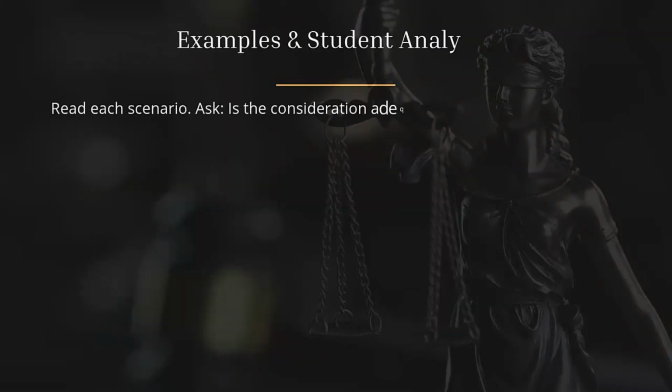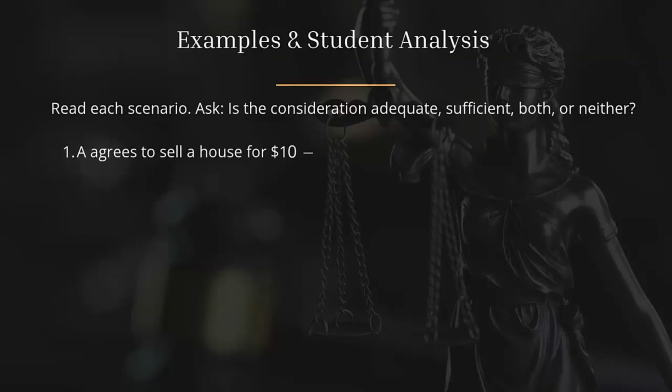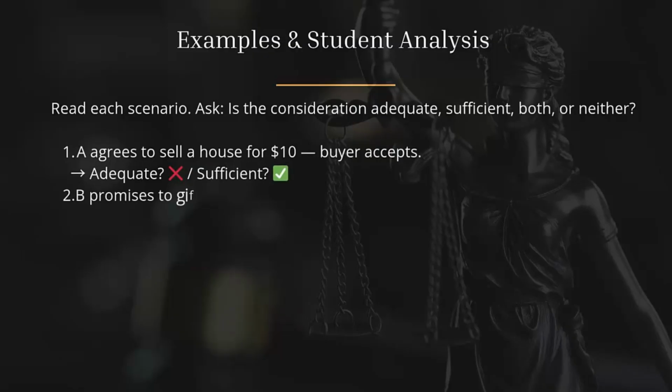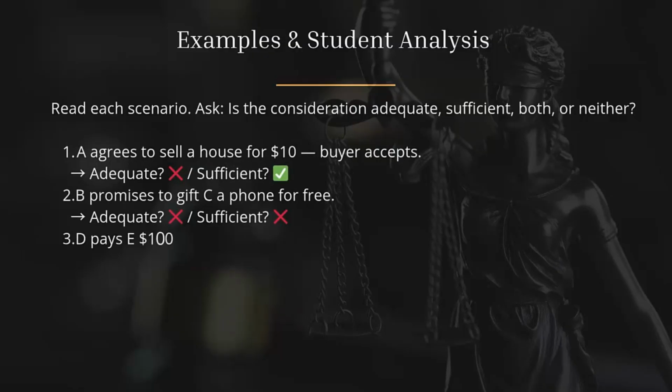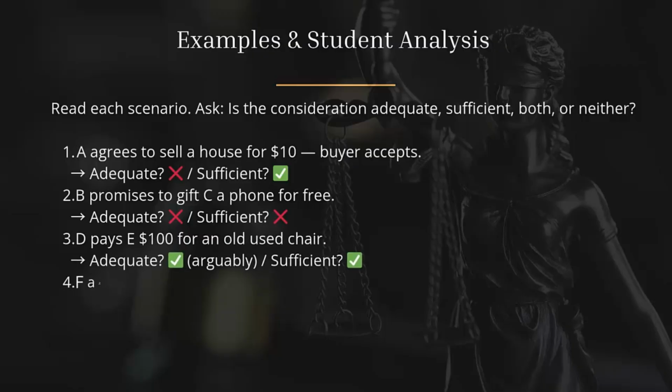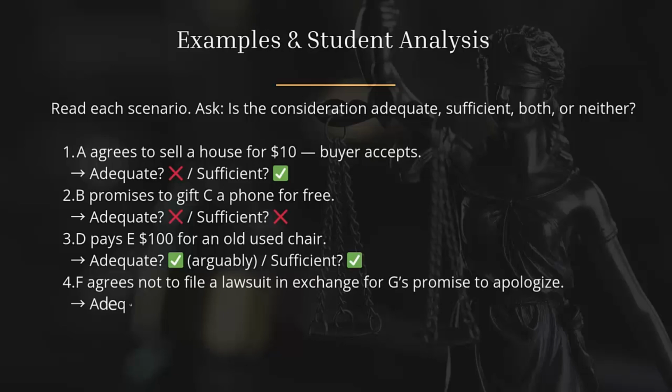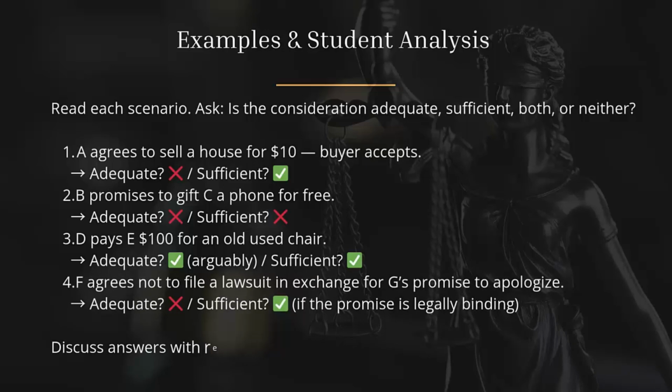Examples and student analysis. Read each scenario. Ask, is the consideration adequate, sufficient, both, or neither? A agrees to sell a house for $10, buyer accepts. B promises to give C a phone for free. D pays E $100 for an old used chair. F agrees not to file a lawsuit in exchange for G's promise to apologize. Discuss answers with reasoning.